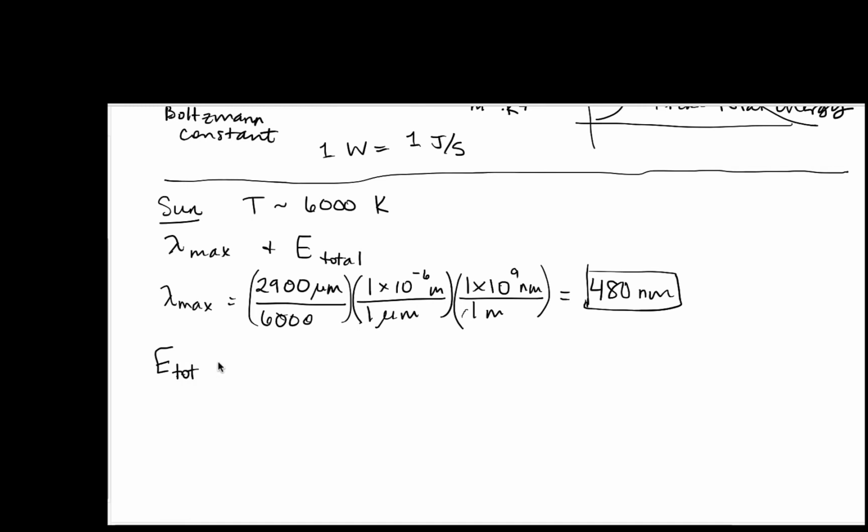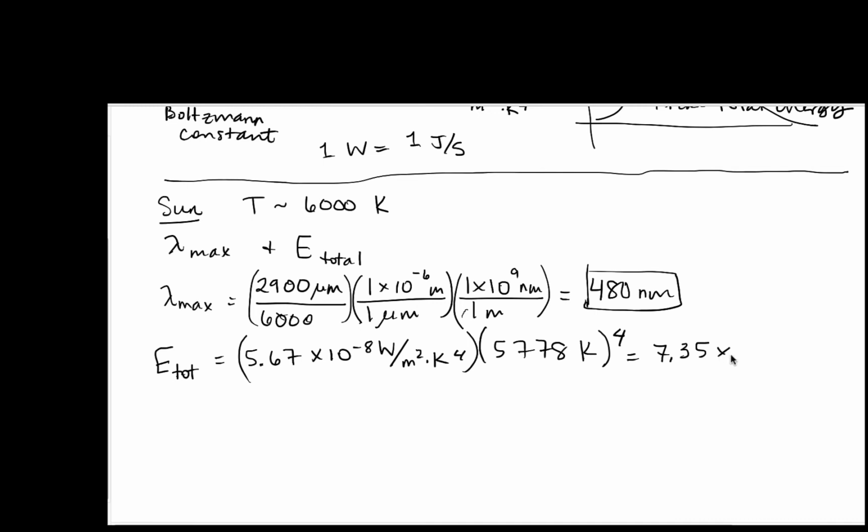So for the total energy, I'm going to take the Stefan-Boltzmann constant, 5.67 times 10 to the minus 8 watts per meter squared Kelvin to the 4th, times 5778 Kelvin to the 4th. And I get 7.35 times 10 to the 7 watt per meter squared.